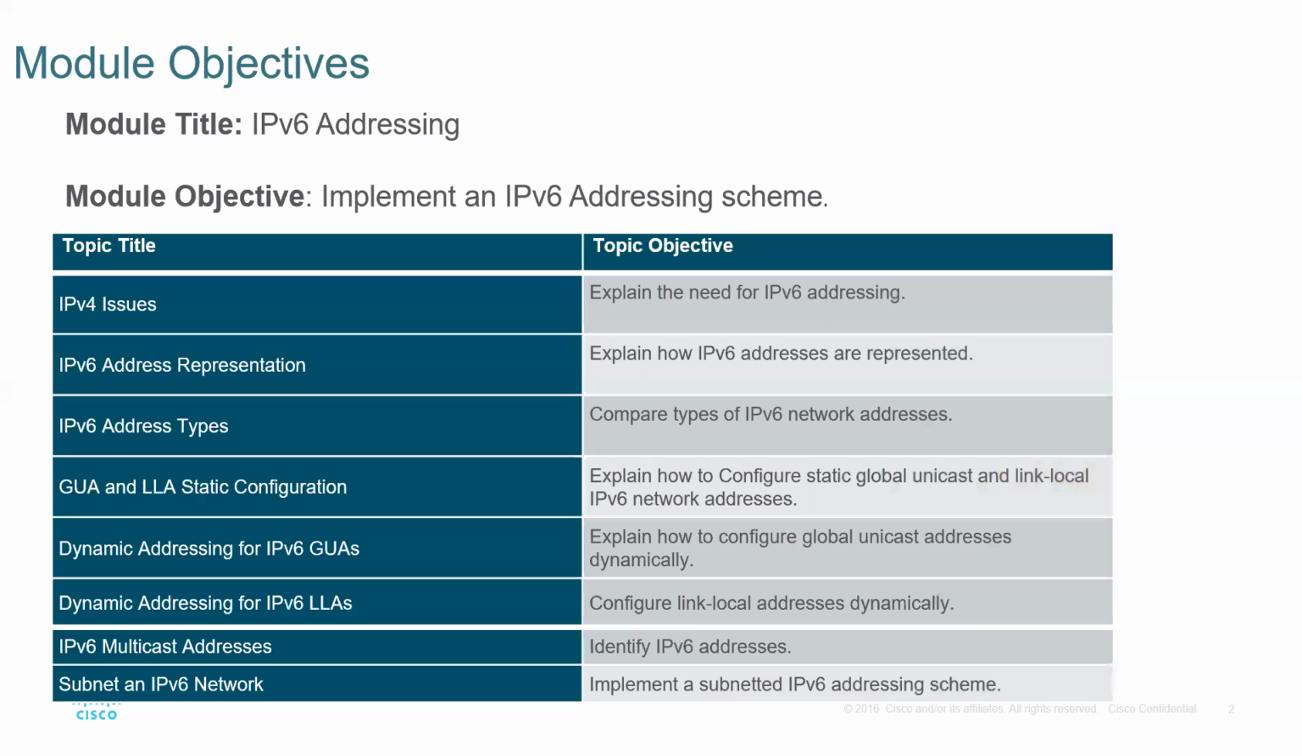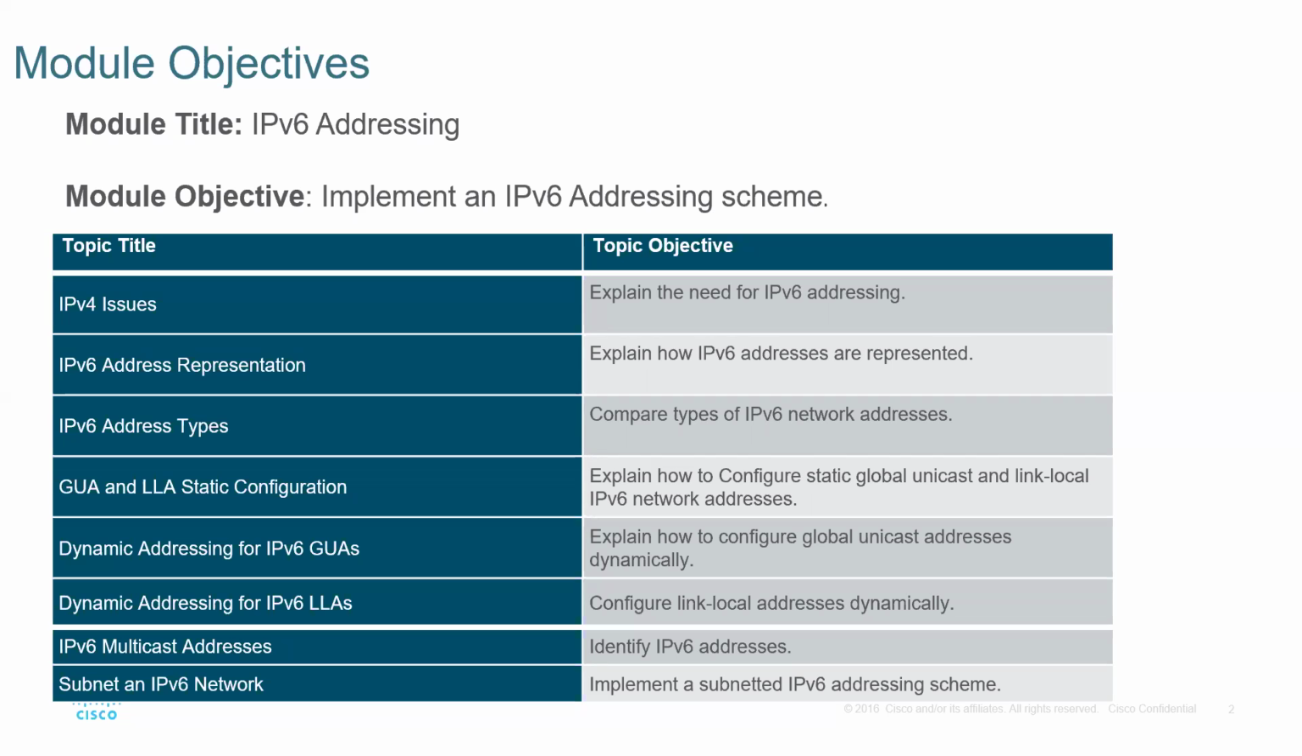The module objectives are to implement an IPv6 addressing scheme. We'll start by looking at issues that have led us to have IPv6. So we explain the need for IPv6 addressing. Why have version 6? Is version 4 not good enough? Then we'll look at explaining how the addresses are presented, the types of IPv6 addresses that we have, mainly those two, GUA and LLA.